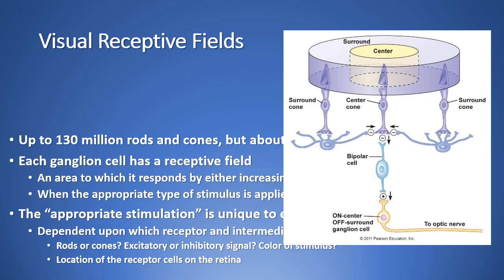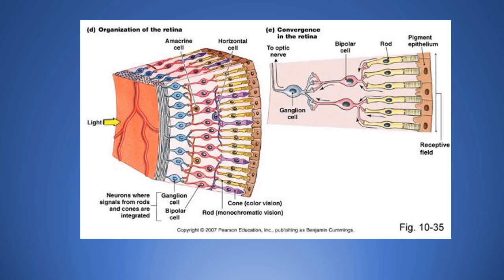Whether or not you get a response in a ganglion cell also depends on the location of the receptors. So let's look at the anatomy of that retina one more time.